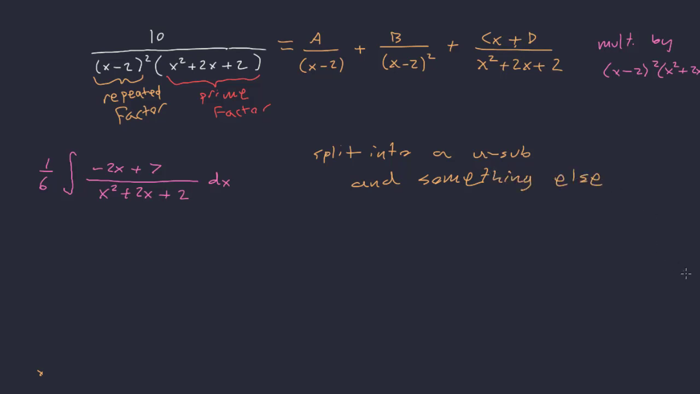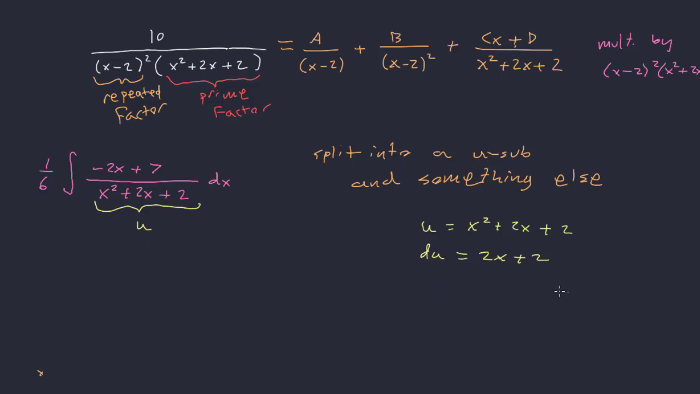And we'll see if we can actually get that something else that we need. Okay, so what I mean by that is if I were to let the denominator be my u, x squared plus 2x plus 2, then du would be 2x plus 2. Well, I almost have that. Other than a minus sign, what we actually have is a 2x plus 7.